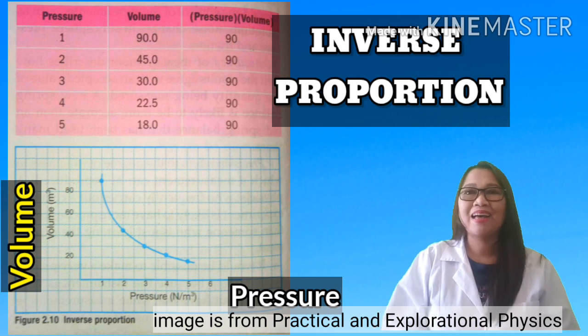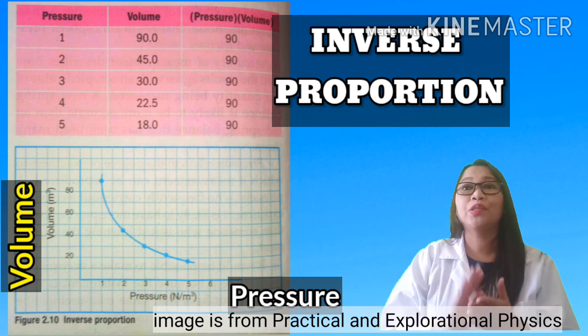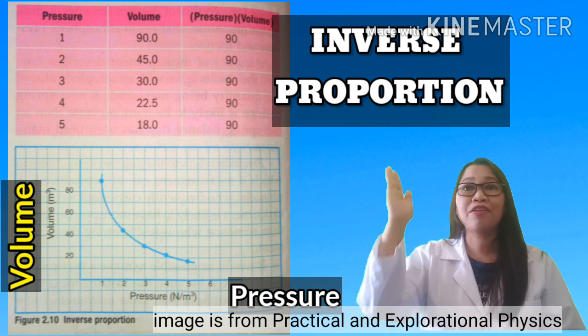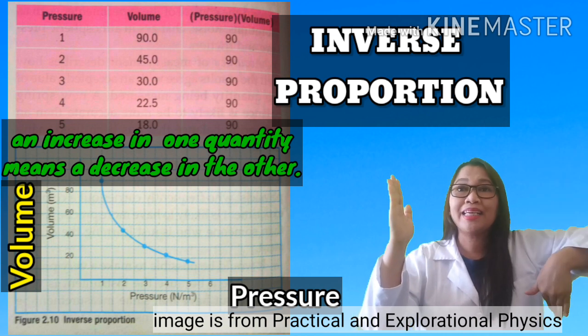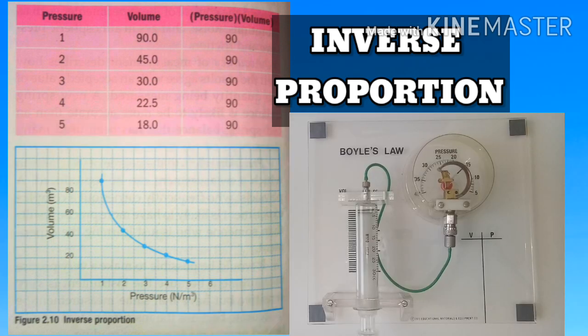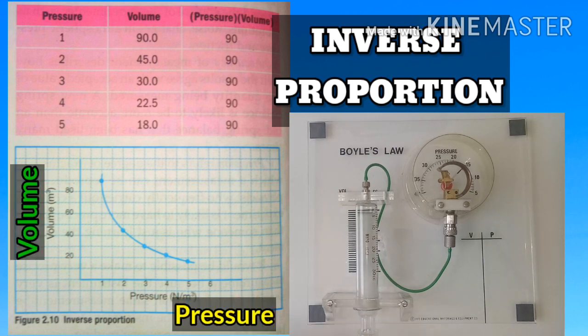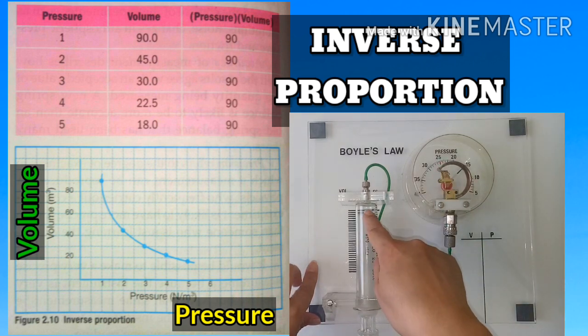This time, let us have the inverse proportion. Inverse proportion is one wherein an increase in one quantity means a decrease in the other. Get it? Consider the relationship that exists between pressure and volume. You will notice that as pressure increases, volume decreases.